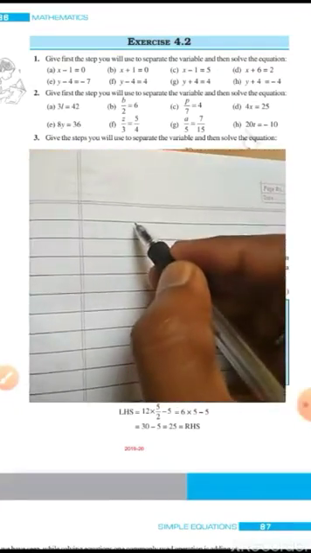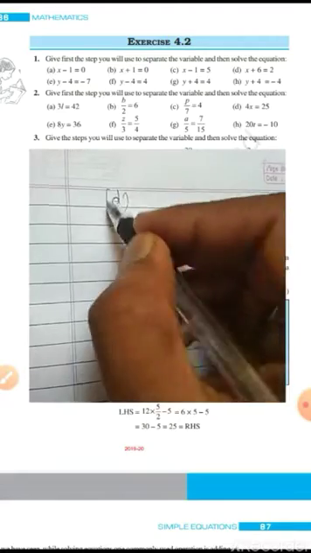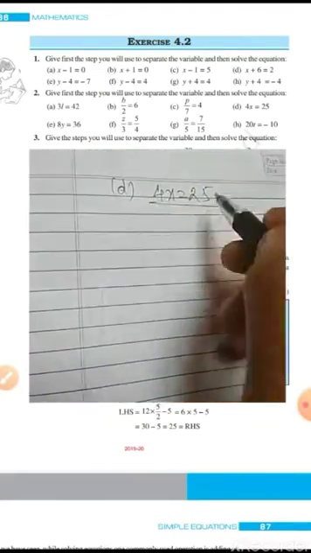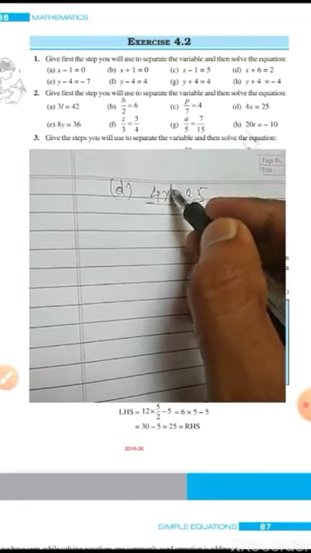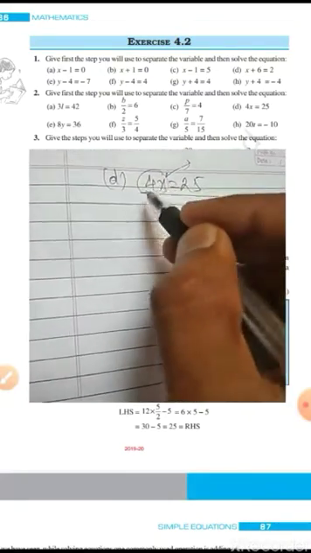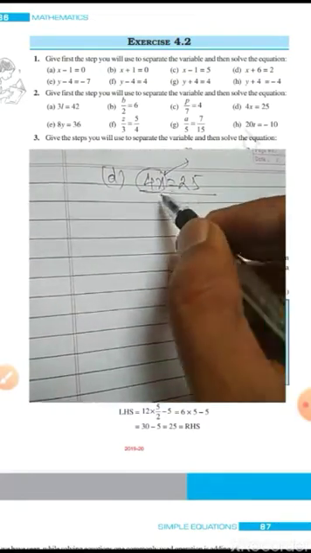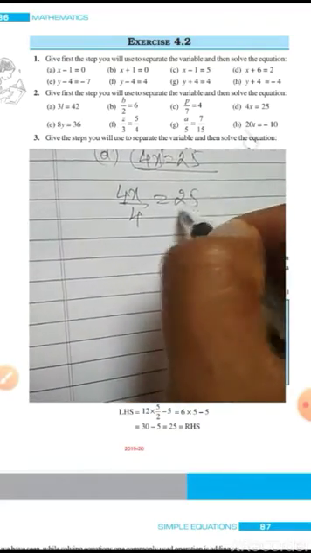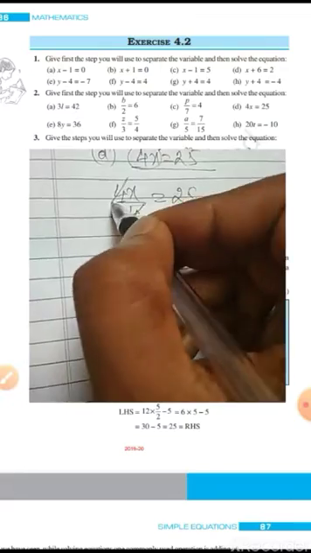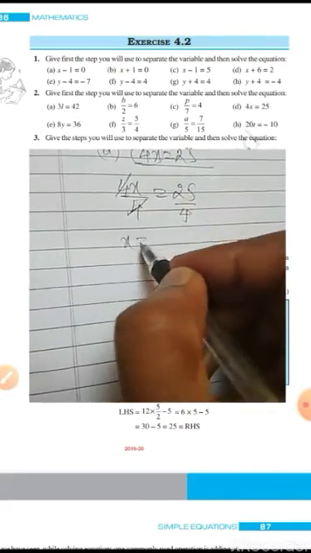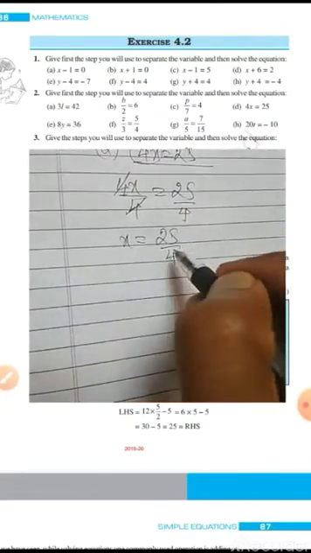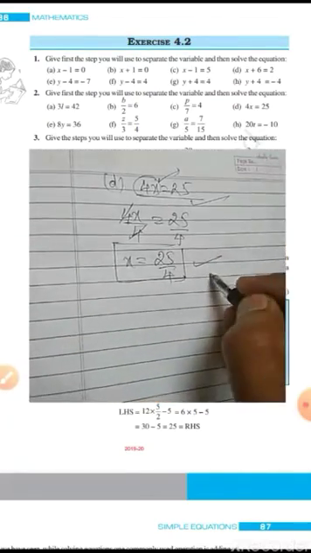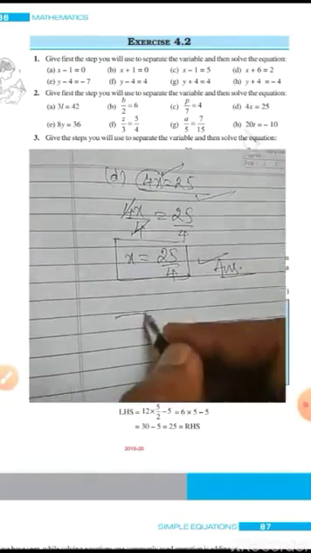Now D, 4x is equal to 25. So to separate this variable from this, we have to divide by 4. So 4x upon 4 is equal to 25 upon 4. Divide this. Okay, so x is equal to 25 upon 4. 25 upon 4 is the solution of this equation.